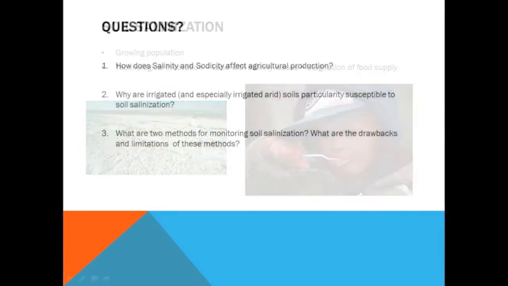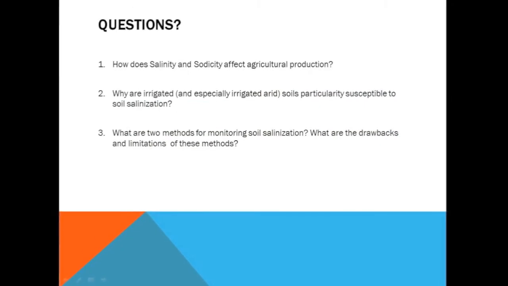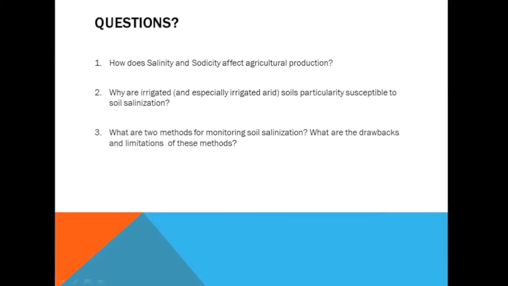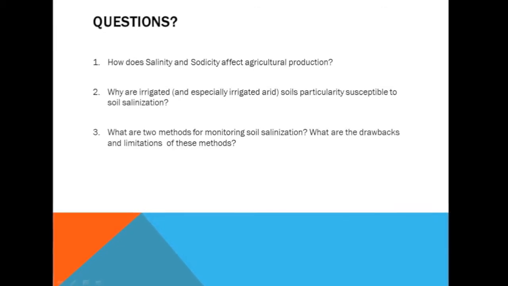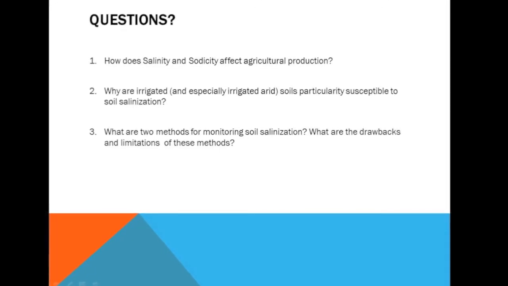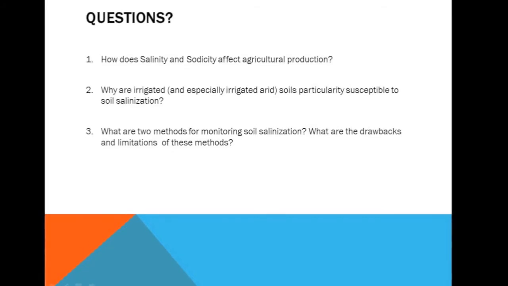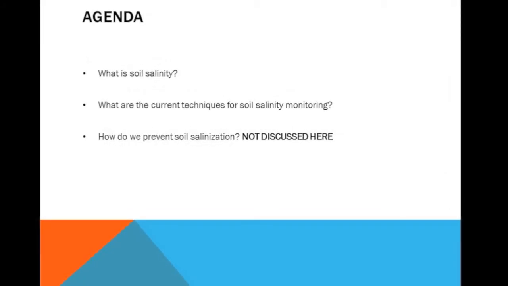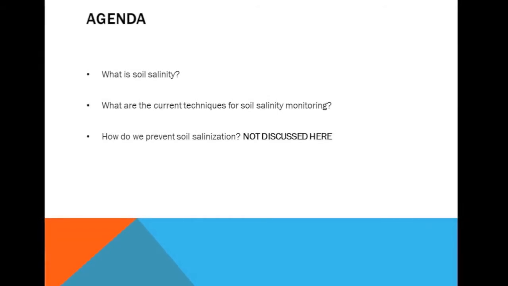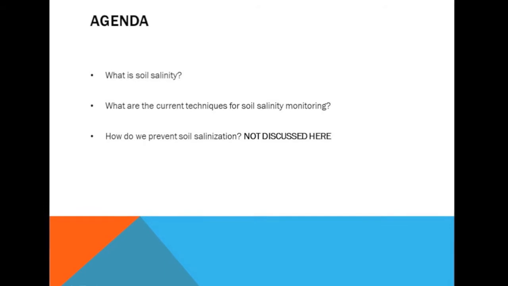By the end of this video, you should know the answers to the following 3 questions. 1. How does salinity and sodicity affect agricultural production? 2. Why are irrigated soils extremely susceptible to soil salinization? 3. What are the 2 methods for monitoring soil salinization? What are the drawbacks and limitations of these methods? First off, Erika will explain what soil salinity is. Then I will discuss the current techniques for monitoring soil salinity.